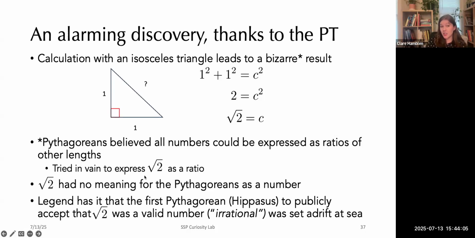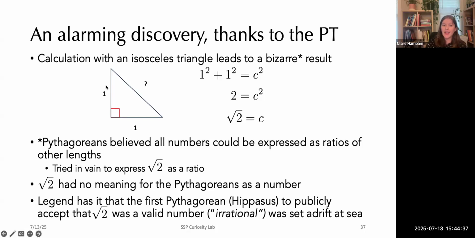Trying to express the square root of 2 in such a way will fail. You cannot do it. You cannot find ratios of other lengths to write down the value of this quantity. Can't be done. So the square root of 2 had no meaning as a number for the Pythagoreans. It just didn't fit. They could not accept it as a number, but no one could deny that it was the diagonal of the unit square, of this triangle with legs 1 and 1.